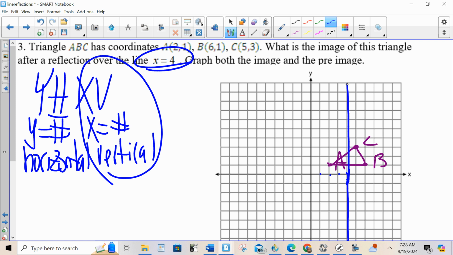So now I do the same thing that I did before with the x-axis and y-axis. I count to the line I'm reflecting over, which in this case is that blue line. So A, if I go 2 to the right, I go 2 more to the right. It actually landed on B. And B, I would go 2 to the left. So I go 2 more to the left. That happens to land on A. C, I would go 1 to the left to get to the line of reflection, so I go 1 more. That's your C prime, and that's it.